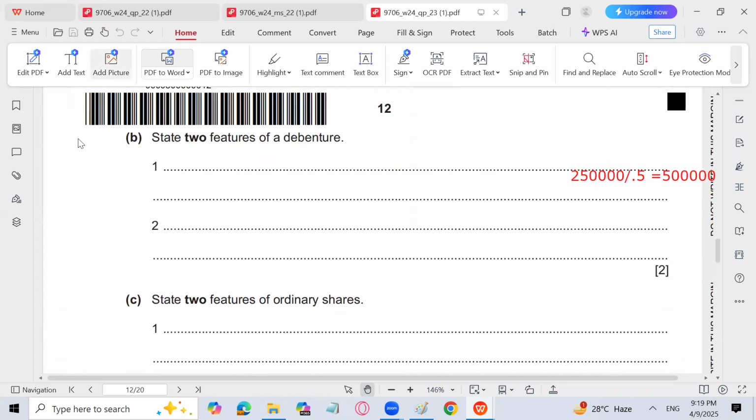Debenture is a non-current liability. We have to pay fixed interest on debenture. Debenture is supposed to be paid before ordinary share, right? State two features of ordinary share. It is a permanent source of capital. It's a part of equity.